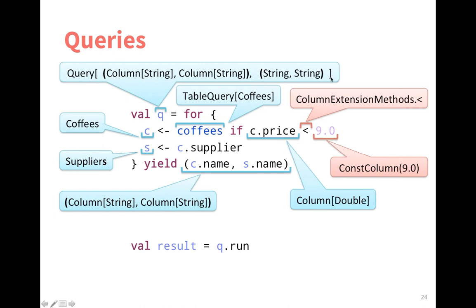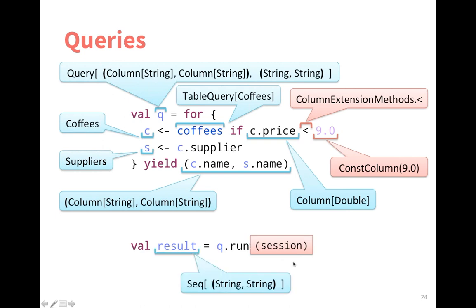This is the type you get when you execute the query, the type of data you get on the client side. And that's exactly the same, except the column type constructors have been removed. So a tuple of column of string and column of string becomes a tuple of string and string. And when you run that, again, you supply the implicit session, and you get a Seq of this client-side type of tuple of string and string.